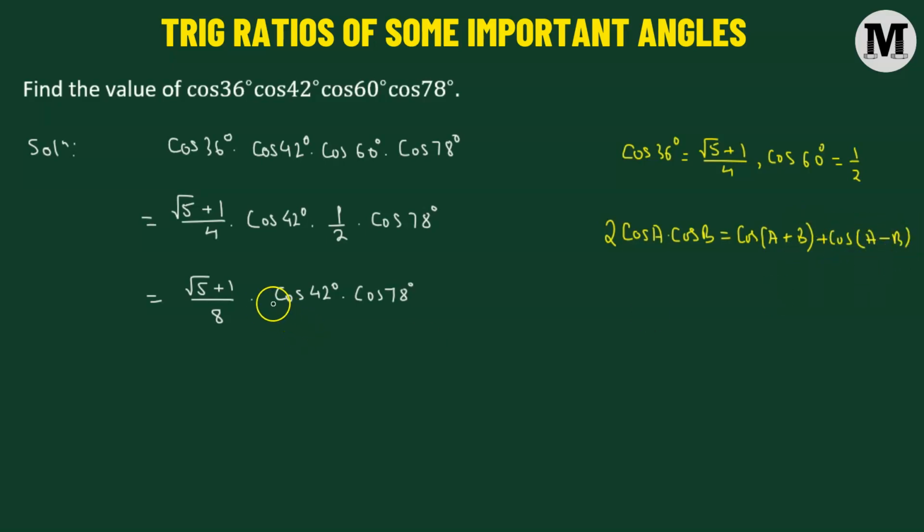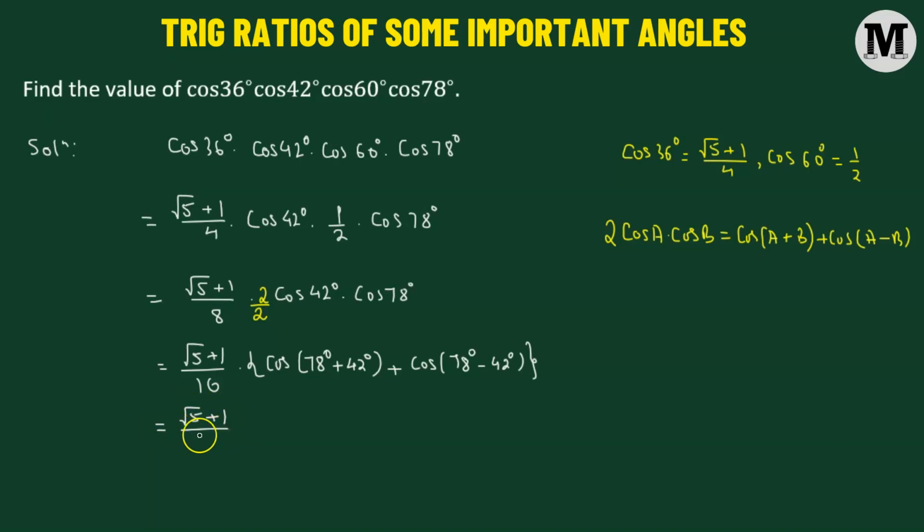Now in our case, we have the factor 2 missing here. All we have to do is multiply by 2 and divide by 2, such that we now get square root of 5 plus 1 divided by, so 8 times 2, that will be 16. And we can use 2 times cosine 42 times cosine 78 to transform our product into the sum of the cosine function. So we'll take A to be 78 and B to be 42 degrees. So we get cosine of 78 degrees added to 42 degrees, then add it to cosine of the difference of the two angles, so 78 degrees minus 42 degrees. Fine. So this will be equal to square root of 5 plus 1 divided by 16.